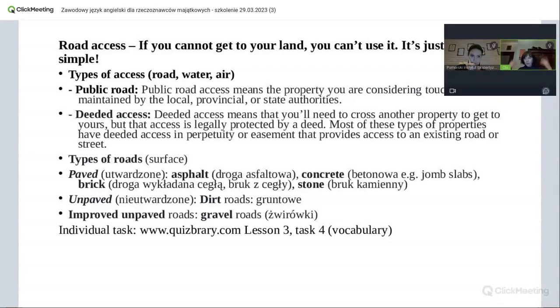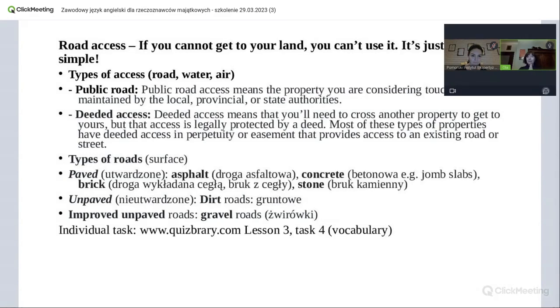And then many times when you describe the access, you talk about the roads when you think about its surface. So there may be paved roads, utwardzone, or unpaved. And then you see how many different types you have here and there. And then you can even have improved unpaved roads, for example, gravel roads. So as you can see, quite a lot of vocabulary. And sometimes when you describe, you will have a great place to look up the words that you need. But to be able to use it, I think it's always good to practice.